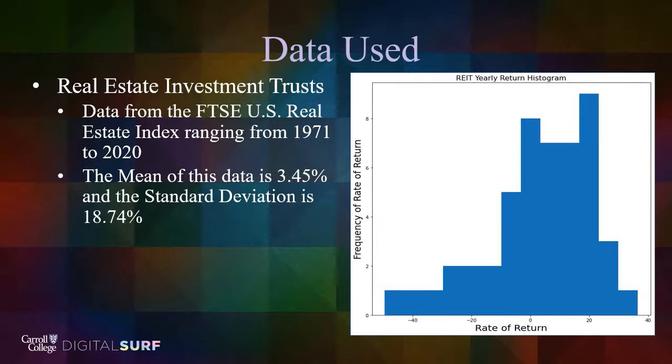Now we move on to real estate investment trusts, also known as REITs. REITs are an investment class where investors combine their capital to buy a share of commercial real estate and then earn income from their shares. To represent REITs in this study, we use data from the FTSE US Real Estate Index ranging from 1971 to 2020. As you can see from the histogram of the yearly return, this data is also not normally distributed, but we're once again making the assumption that it is. The mean that we found from this data is 3.45%, and the standard deviation is 18.74%.